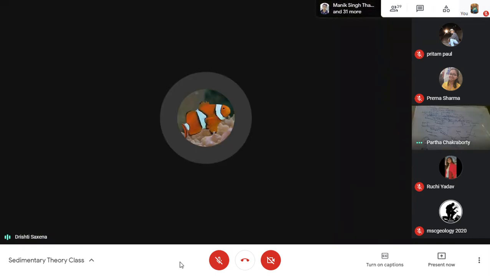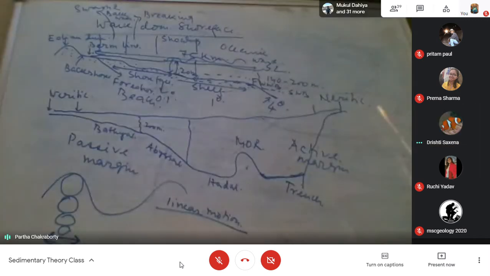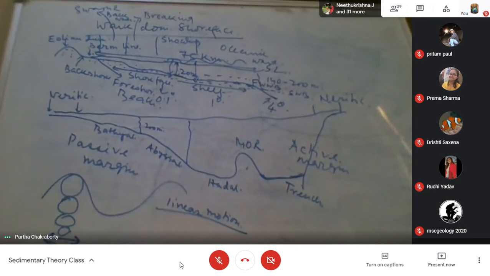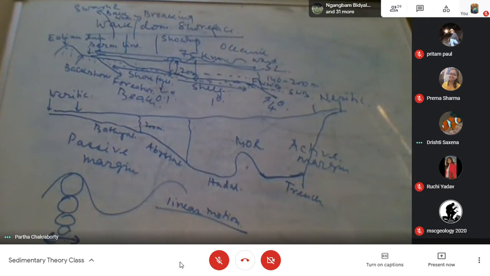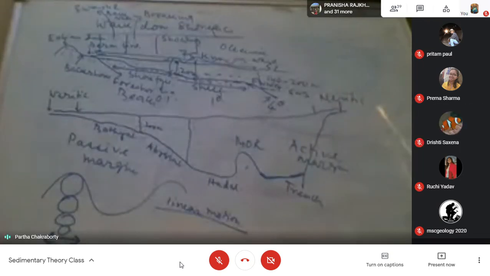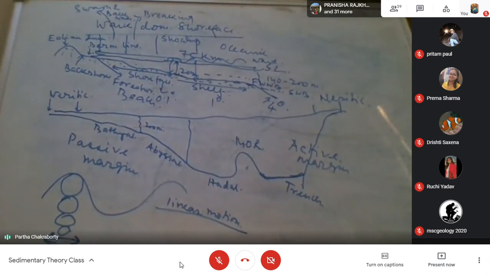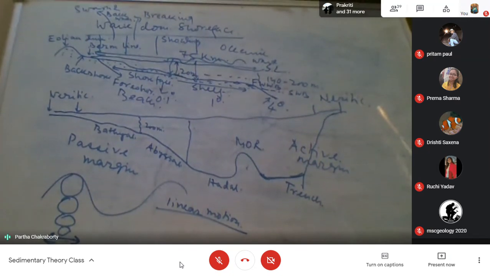Backshore gets exposed during spring time? No, just the opposite of what you are saying. Backshore is always exposed. Backshore only gets flooded during the spring tide or any storm. Backshore otherwise is always exposed. Yes, sir. And please, because it is online and I am telling it possibly fast, if there is any problem in understanding any part, please ask the question.